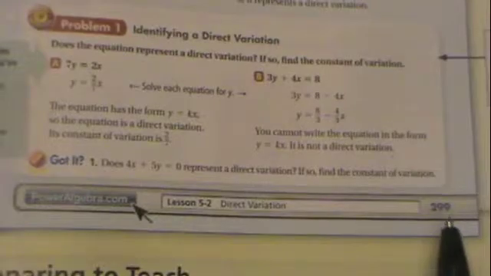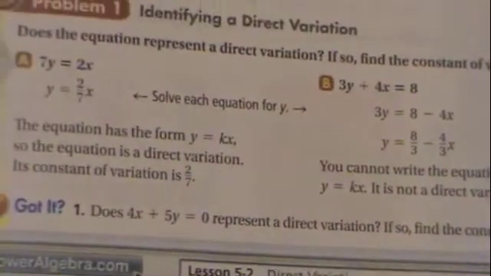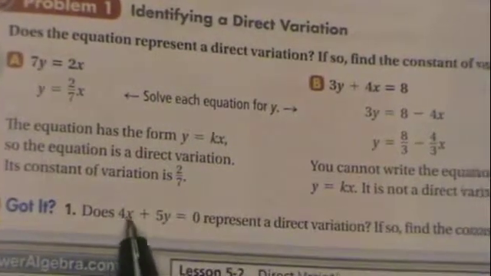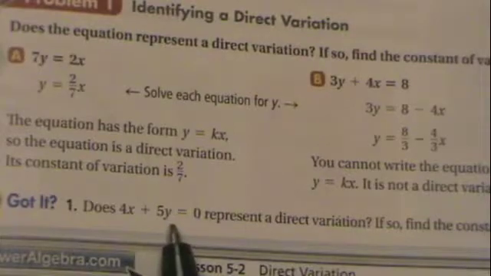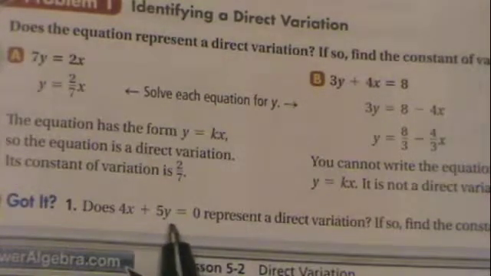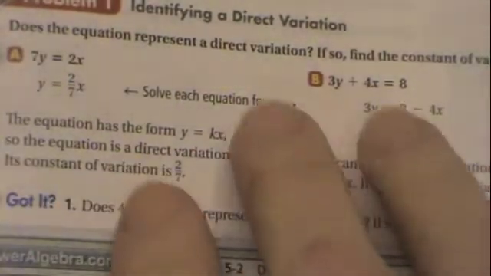Got it, number 1, bottom of page 299. Can you rearrange this? Can you solve for y? And will it fit in our formula for direct variation? And if it does, let me know what the constant is. You give it a try. I'll be waiting.